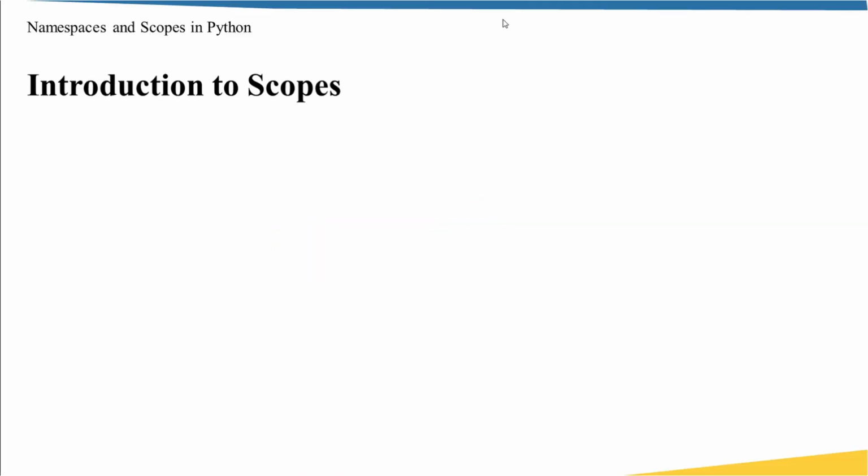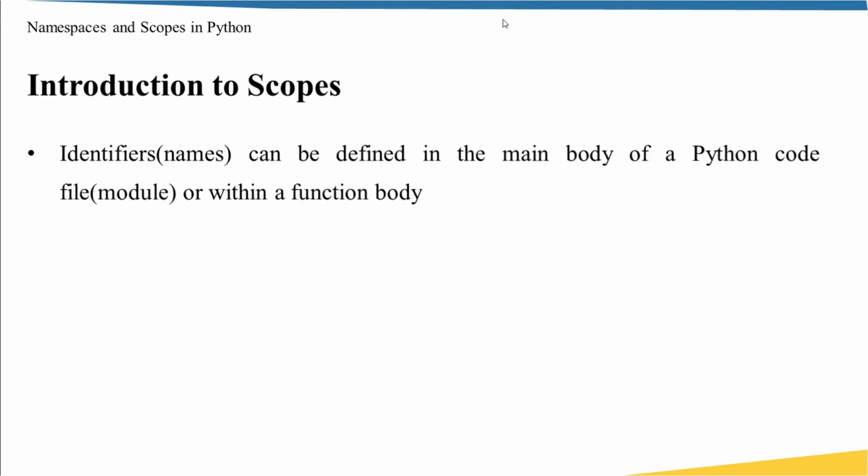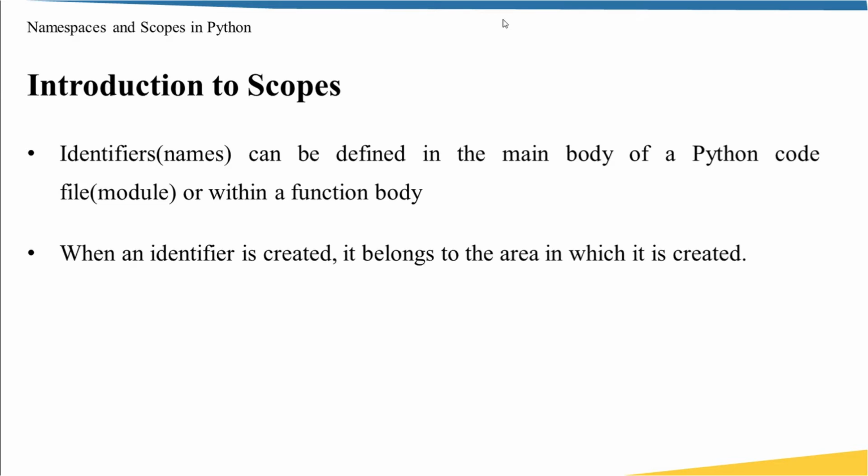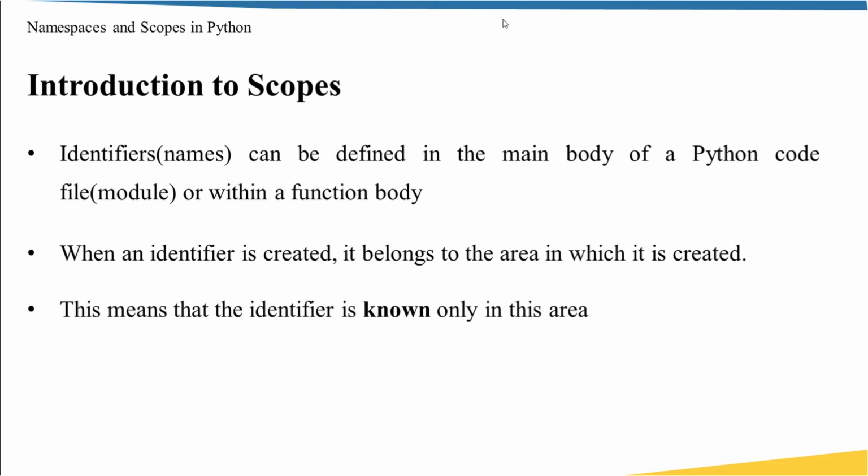First of all, let's start talking about scopes. Before now, we saw that whenever I want to define an object in Python, I will give it a name. And usually, names or identifiers can be defined inside the main body of a Python code file, which we call a module, or these names can be defined within a function body. You have to know that whenever an identifier is created, this identifier belongs to the area in which it's created. In other words, this identifier is known only in this area and sub-areas within that area.